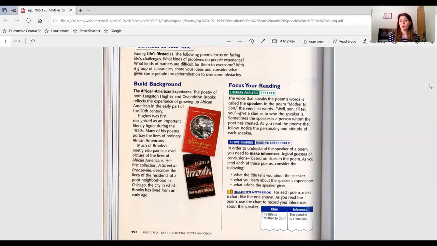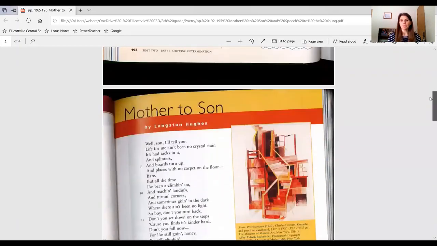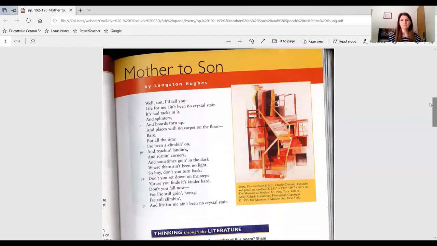As you read each of the following poems, consider the following: what the title tells you about the speaker, what you learn about the speaker's experience, and what advice the speaker gives you. And that worksheet that you have in your packet is basically your reader's notebook that we're going to be going through. All right, let's take a look at the poem itself, and then we'll go to the guided poetry page. Mother to Son by Langston Hughes.